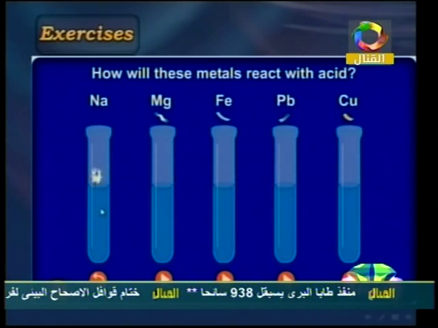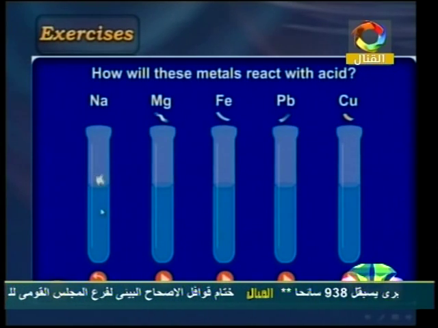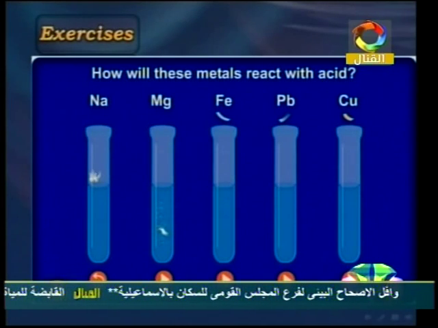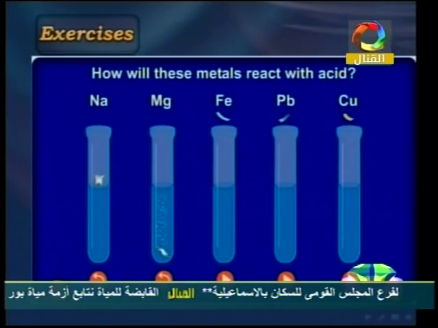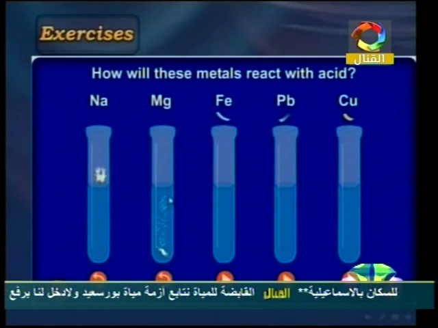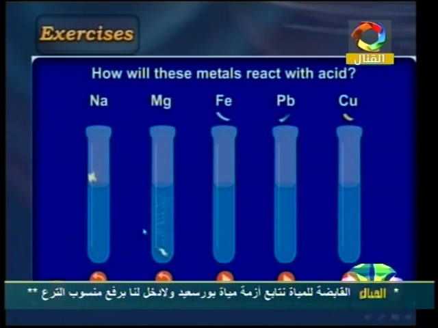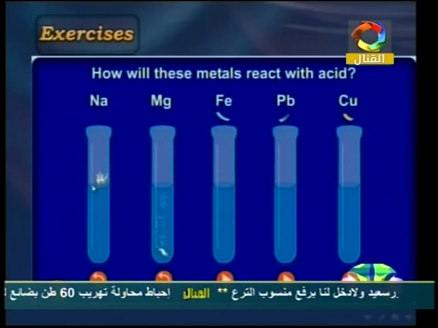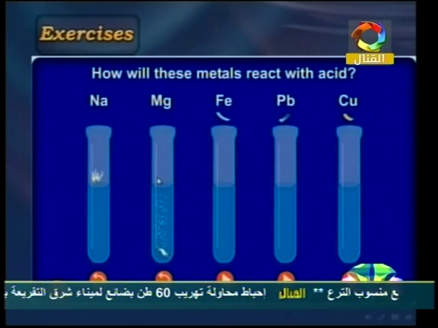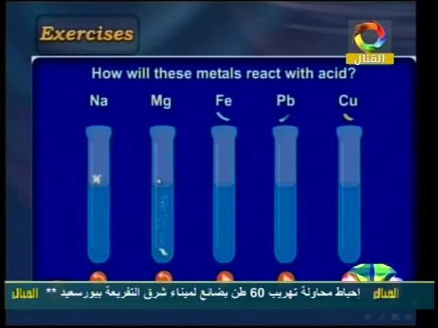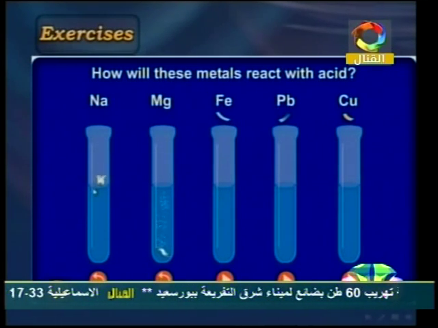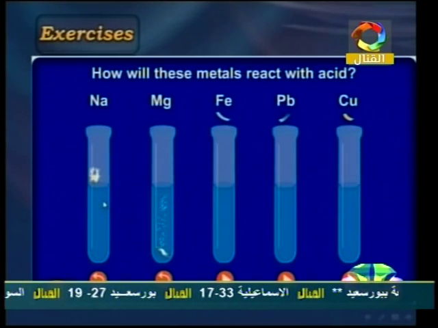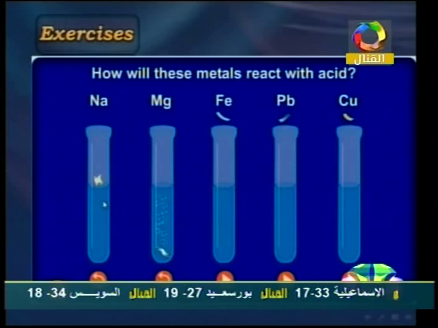This compound is an acid. Which acid? Any type of acid. The second one is magnesium. Magnesium is denser than the acid, and it makes some bubbles like this. So there is a big difference between the reaction here and here. Why? Because sodium is very strong and magnesium is less active than sodium. It is clear that the reaction between sodium and acid makes fire on the surface of the water.